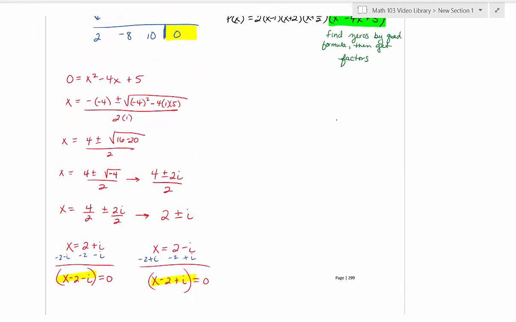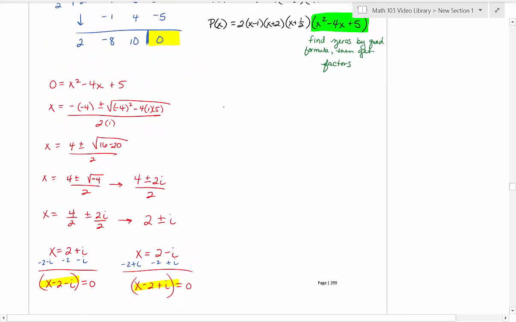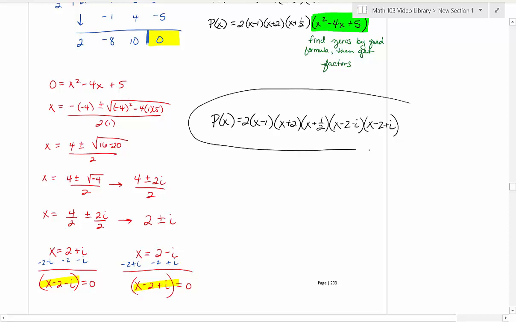All right, let's put it all together. Factoring p of x. P of x is equal to 2 times x minus 1 times x plus 2 times x plus a half times x minus 2 minus i times x minus 2 plus i. And that's our final answer. We've rewritten our polynomial function as a product of linear factors.